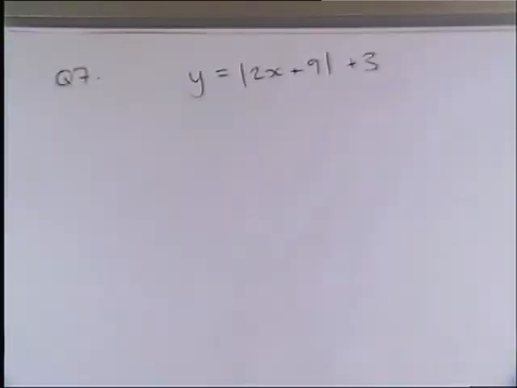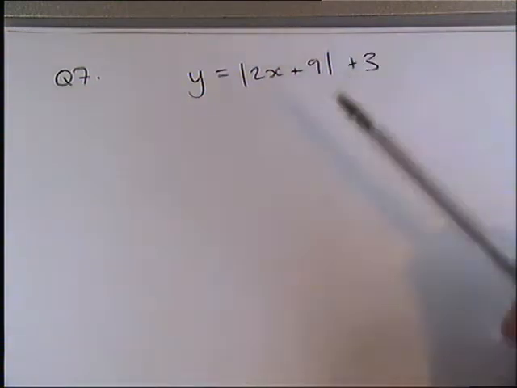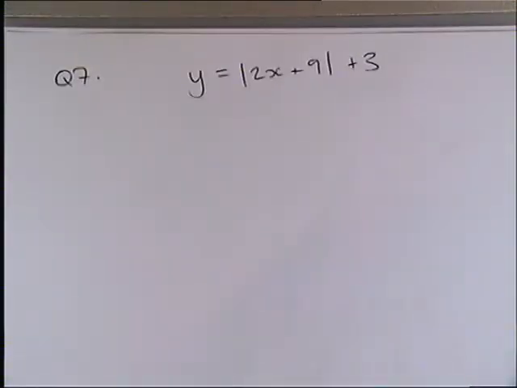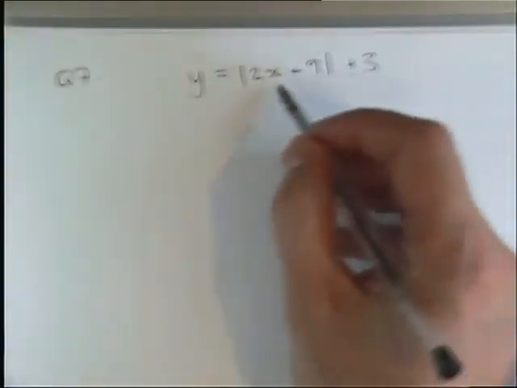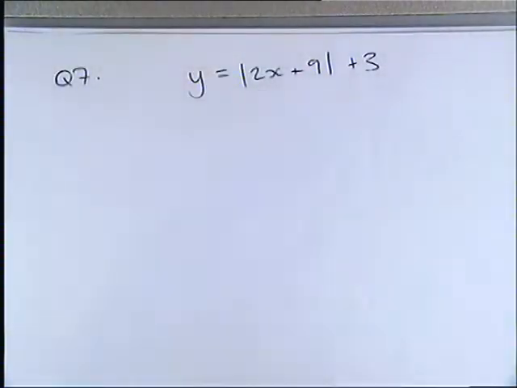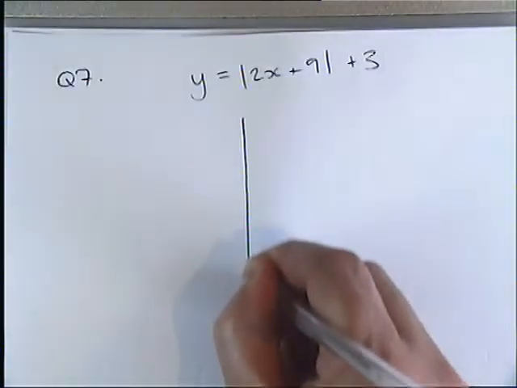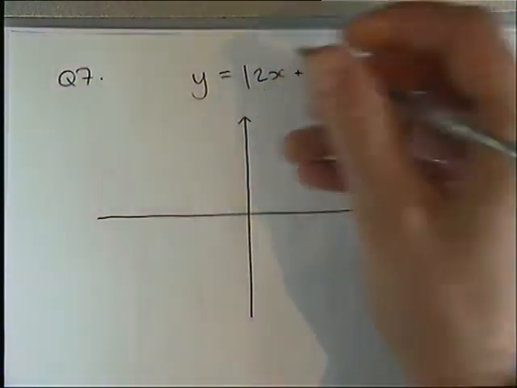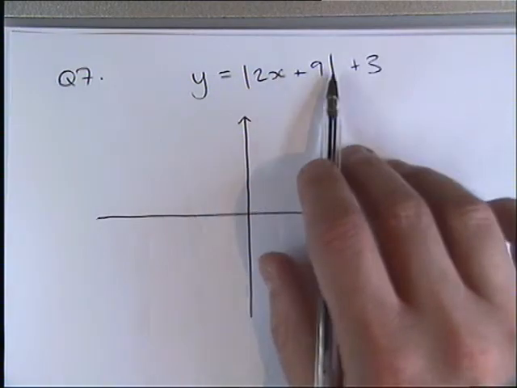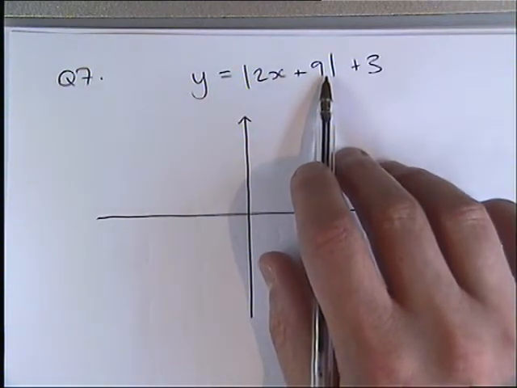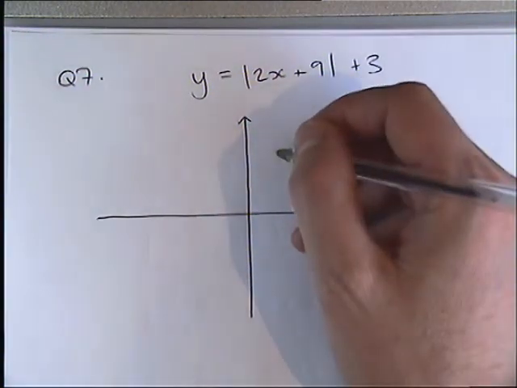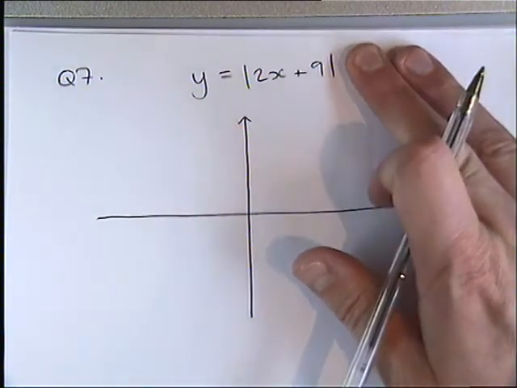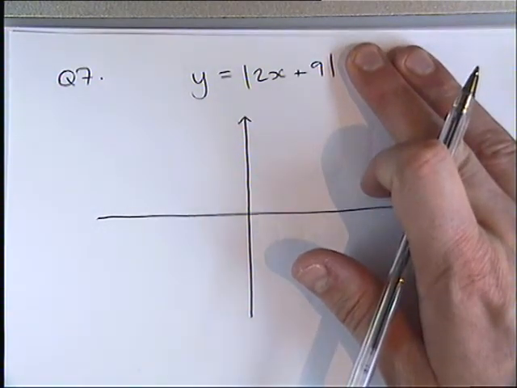There's a couple of ways that you can think about this. You can think of it as a transformation, if you like, of the standard mod x graph. I'm going to build it up, I think. So this might be a rough sketch to begin with. What does y equals mod of 2x plus 9, plus 3 look like? In fact, let's leave the plus 3 to the end. I'm going to do y equals mod of 2x plus 9.